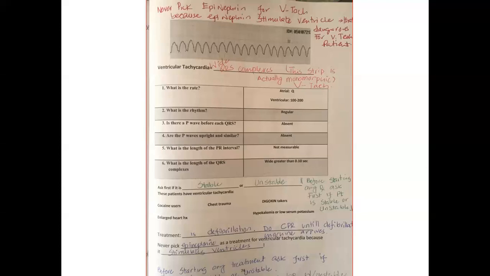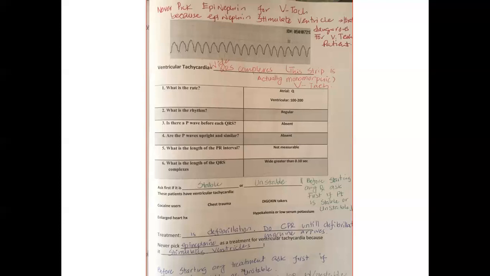And what is the length of the PR interval? There is no P wave, so how can we measure it? It is not measurable. And what is the length of the QRS complex? Usually it is wide, greater than normal, and normal is 0.10, right?